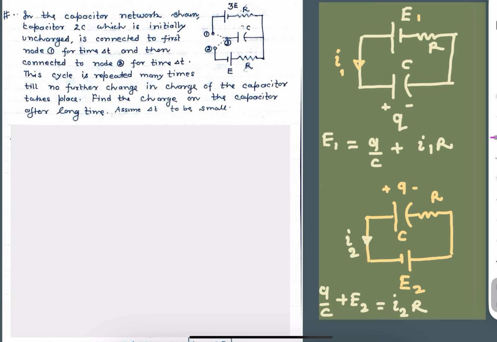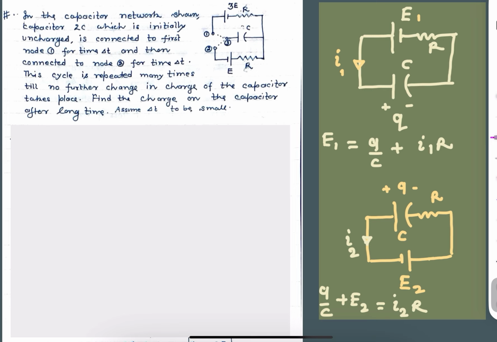And again, consider this circuit. Suppose we have a capacitor with this kind of polarity of charge, and there is a cell of EMF E2 with this polarity, and here if there is a current I2 like this, we should be able to write this equation as per KVL. If you are able to understand, then you will understand the solution also.